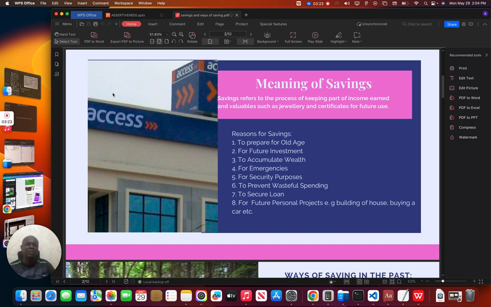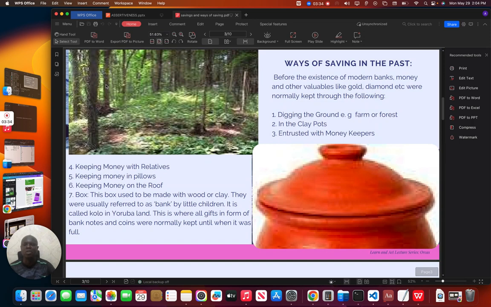For future personal projects, maybe you have the interest to build a house or to buy a car, you start saving for that purpose. If you don't save for that purpose, you will not be able to achieve that.